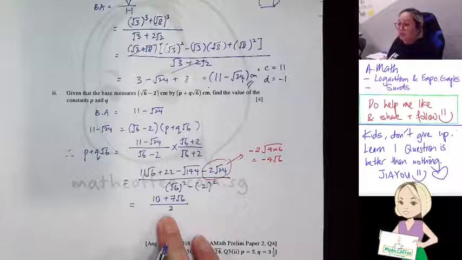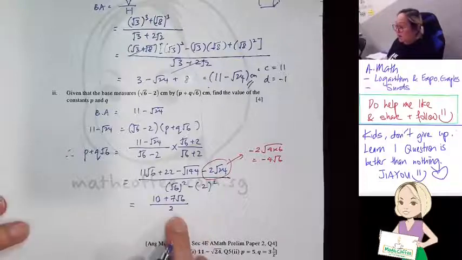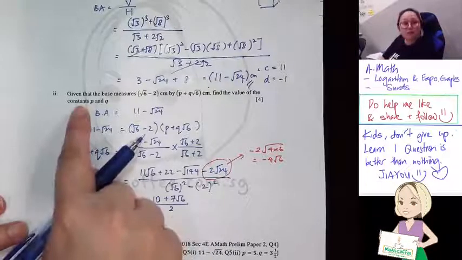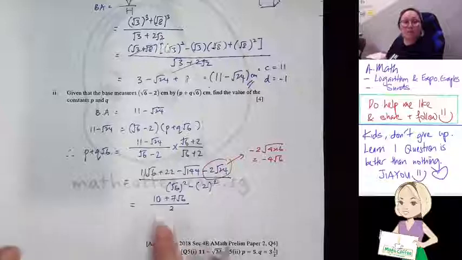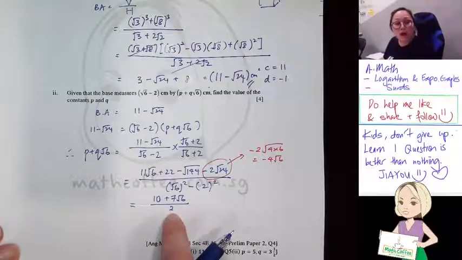So they did not mention that they are integer. So it is fine that you have fraction because they only mention your p and q is constant. Constant can be fraction. You understand? So don't panic and say, oh my god, I got a 7 over 2. How I cannot get integer.